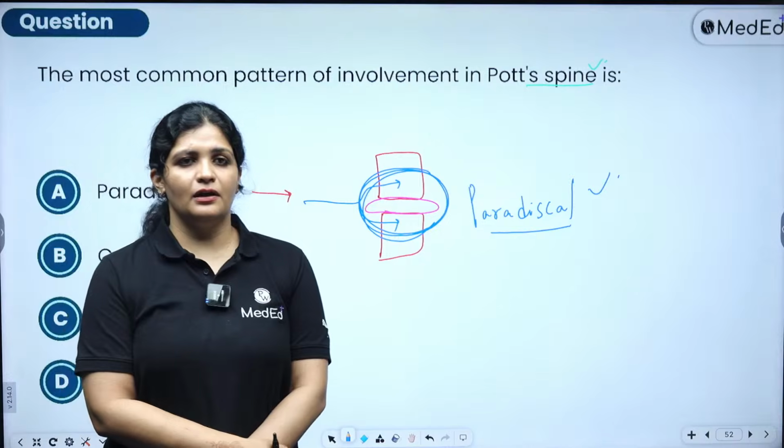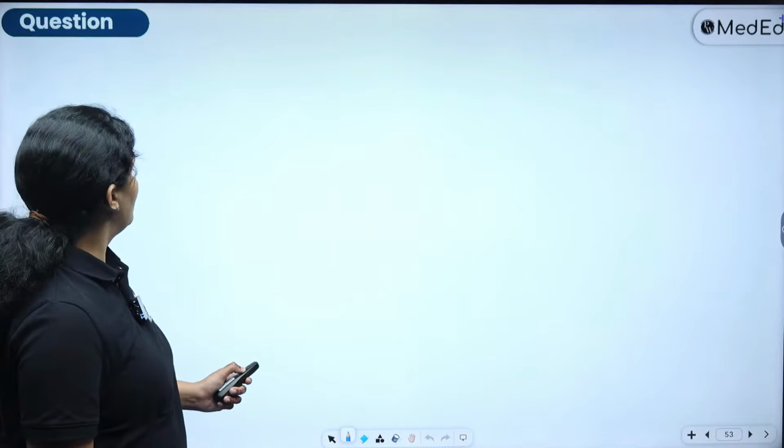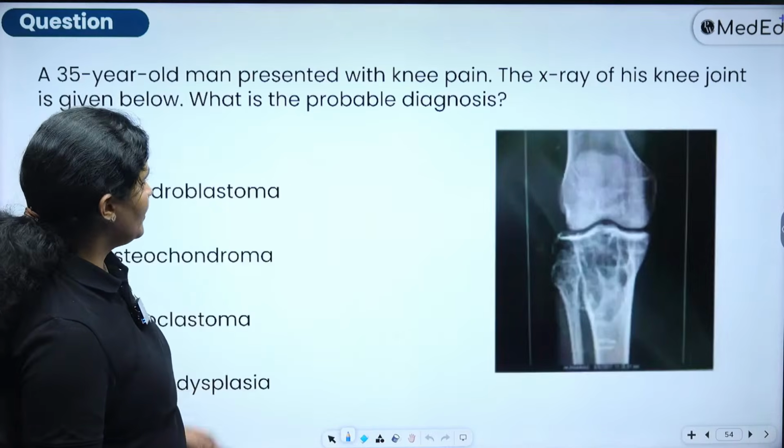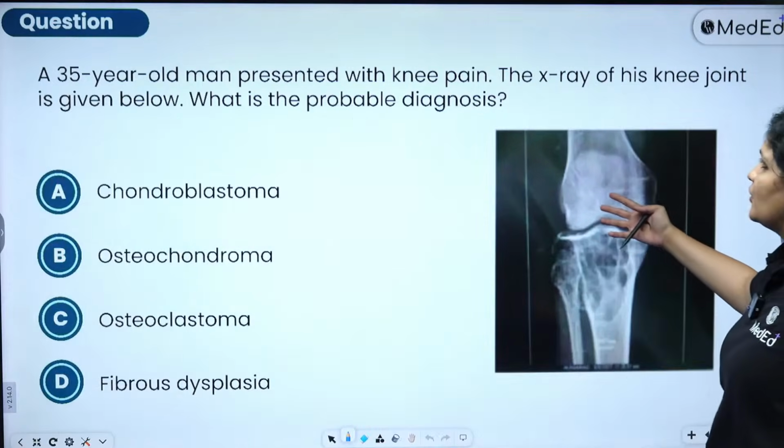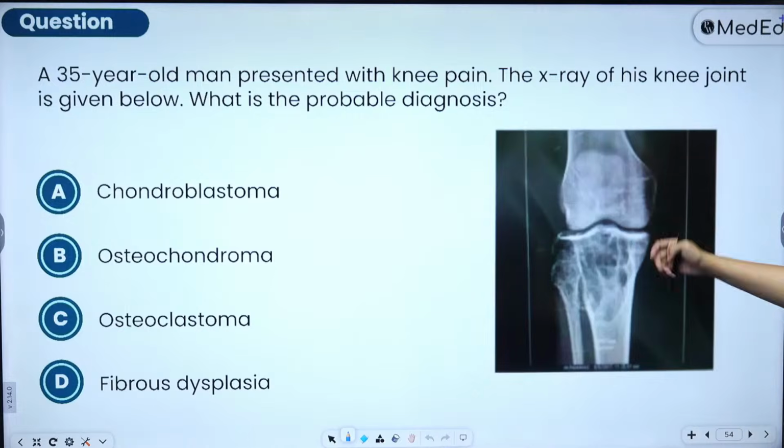Okay, understood? Yes. Okay, coming to the end of the topic. Without this, we can't close, right? In any competitive exam, we can't close.